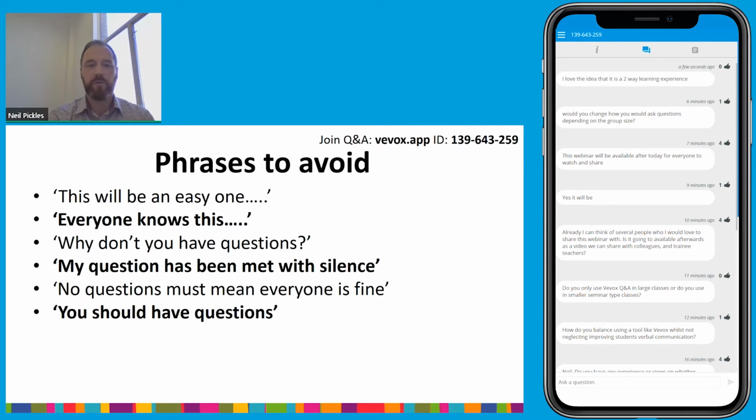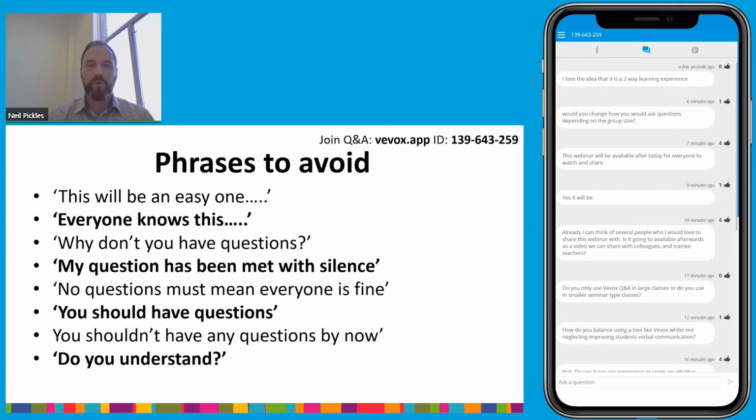I'm going to list these all at once, partly because these are all the ones I've used in the past, which have caused me to run into problems, essentially. This will be an easy one. By saying this before I ask the question, the students are already starting to think, I should find this easy. Why am I not finding it easy? And that puts them on edge. The second is linked to this: everyone knows this, and then I'll ask the question. The problem is if there are people in the room that don't know it, then you're in some way decreasing their confidence. So I would avoid those sorts of starts to questions.